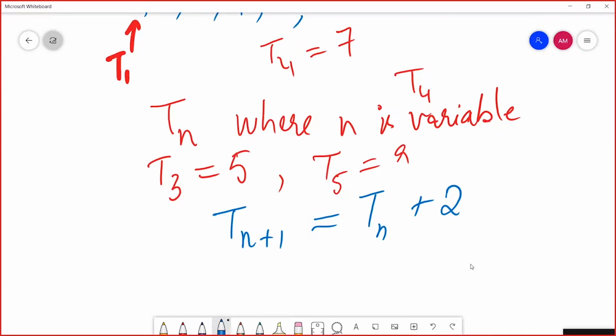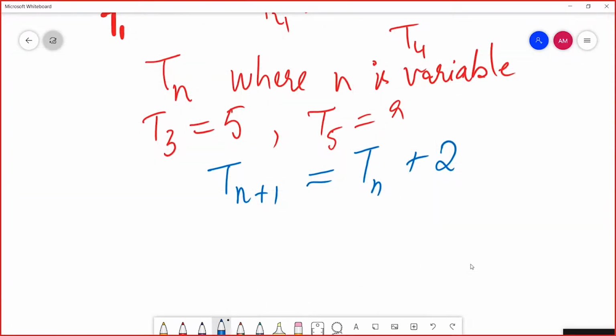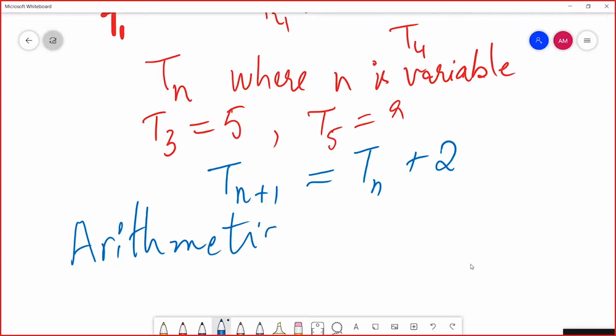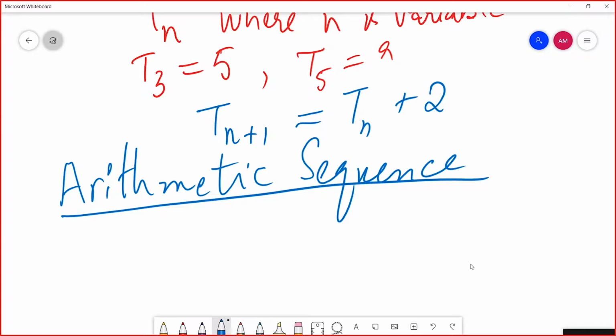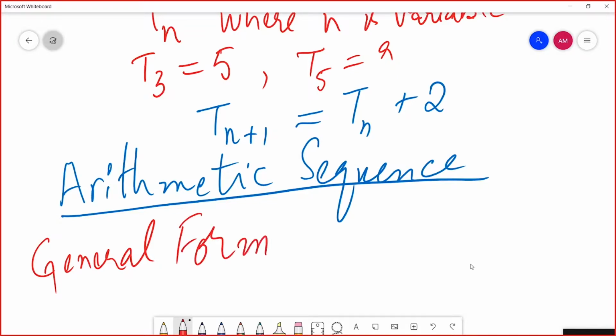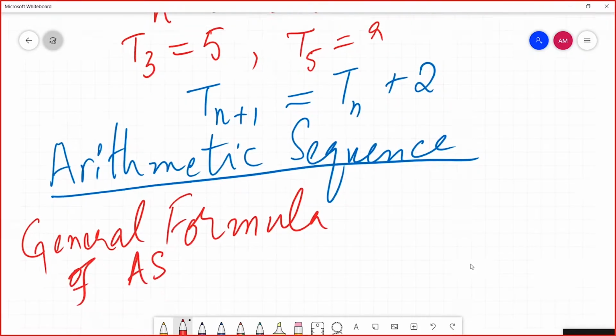In this case, we can also say this thing is called an arithmetic sequence. What is an arithmetic sequence? Let me write it first and then I would explain. Normally, a sequence where the next term is found by adding some constant. So we will write the general formula of arithmetic sequence. It's also called arithmetic progression.